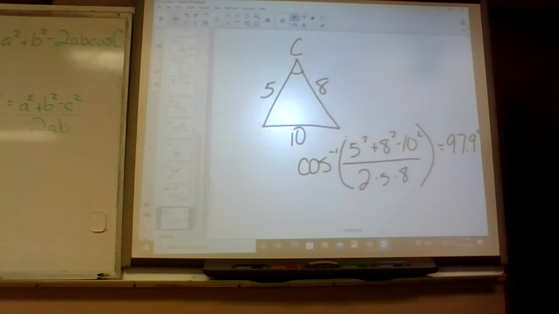And then you do sine inverse of what you get. Cosine. This is law of cosines.